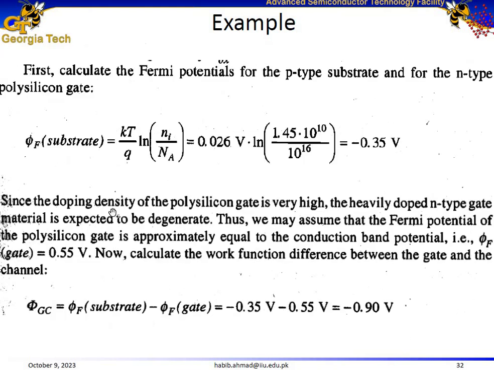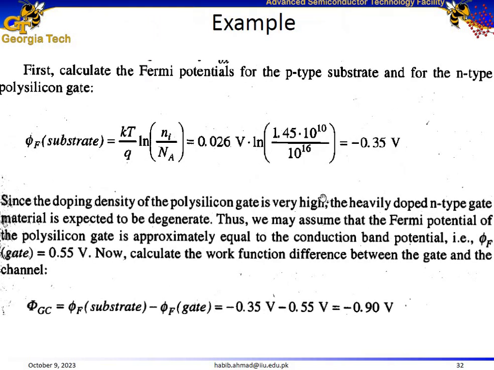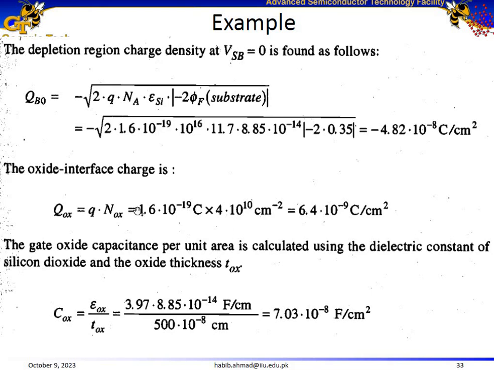How about the oxide charges? N oxide is given in the example as 4 times 10 to the power of 10 per centimeter square. But to convert it into charge density, we need to multiply it with the charge on an electron. So it results in the oxide charge density in coulomb per centimeter square.